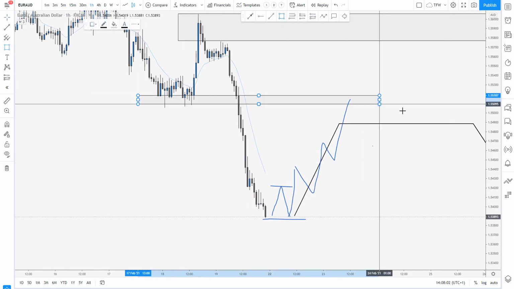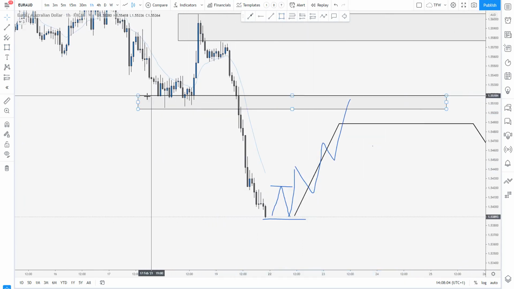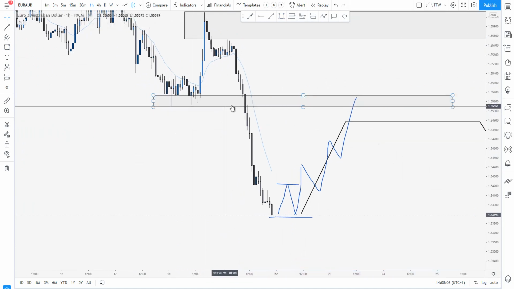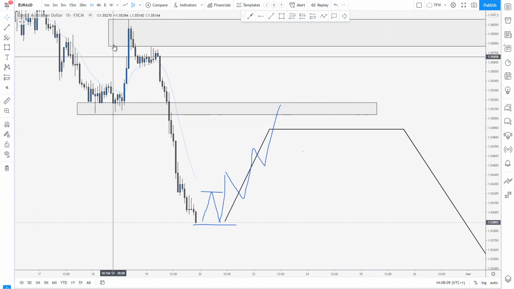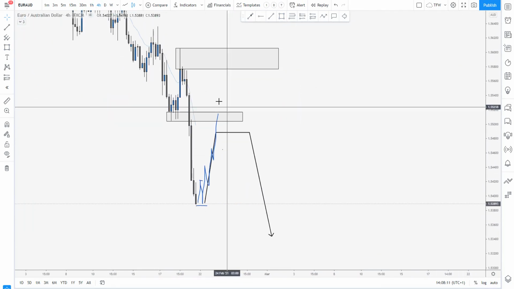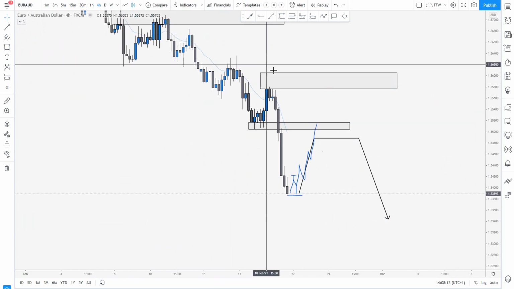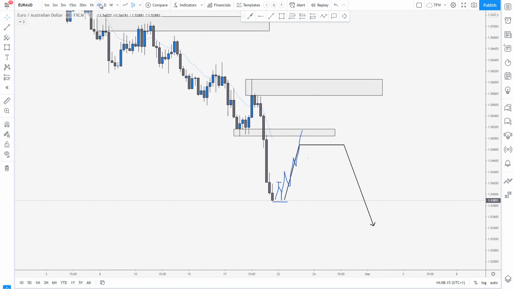So potentially my target is gonna be this area, because if this area is getting retested, then potentially we can expect the market to continue down. And then from there, I'm gonna go with the overall bias that is to the downside. So this is how I'm gonna analyze the 4-hourly and the hourly time frame every single day.